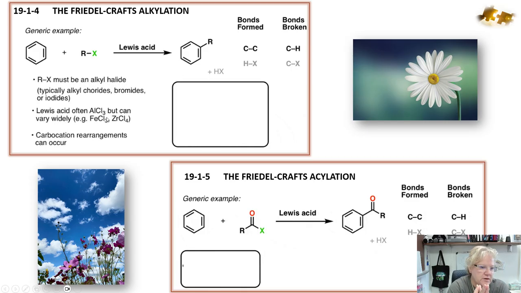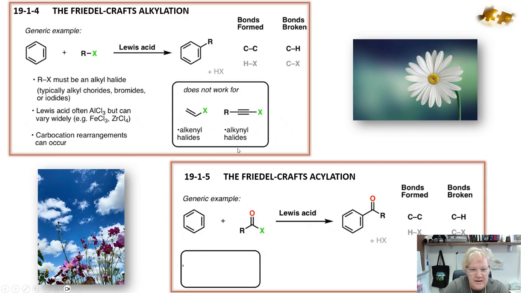But there are some criteria that we're going to talk about. First, it must be an alkyl halide. Chlorides, bromides, iodides, it's fine. The Lewis acid often used is aluminum chloride. You can also see, if you look it up, some iron chlorides and zirconium chlorides, but it's almost always a chloride here. And one thing you want to put a star by here is our carbocation rearrangement. So that's going to be an issue that we're going to talk about in a minute.